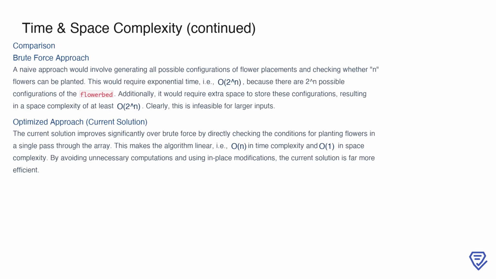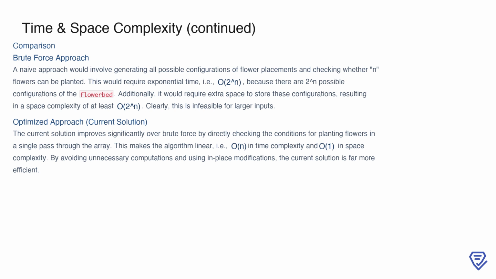To understand the efficiency of this approach, let's compare it to a brute force method. A naive solution would involve generating all possible configurations of flower placements in the flower bed and checking whether the required number of flowers can be planted. However, this would result in an exponential time complexity of O(2^n), as there are 2^n possible configurations for a flower bed of size n. Additionally, storing these configurations would require exponential space, making this approach impractical for large inputs.